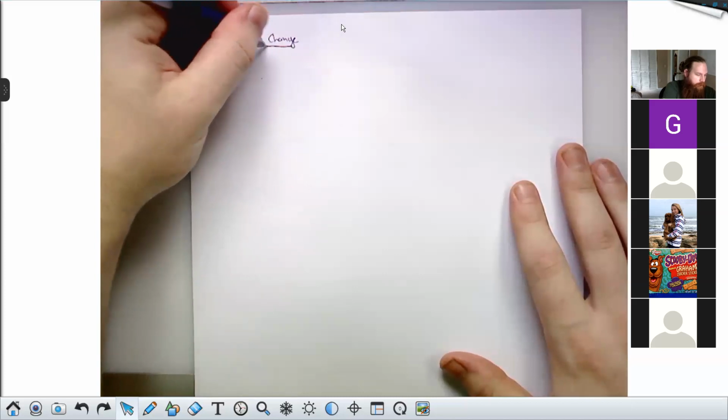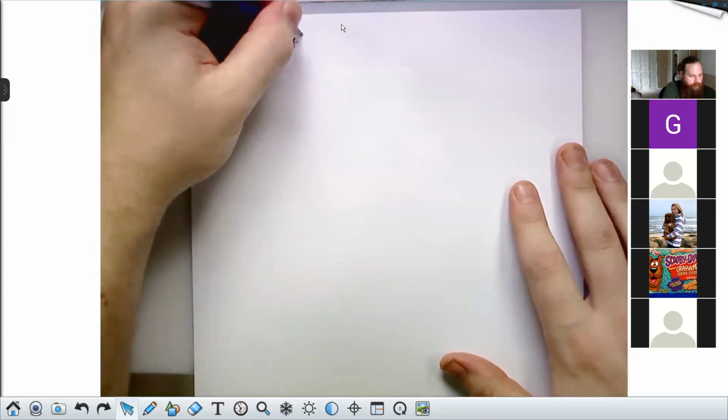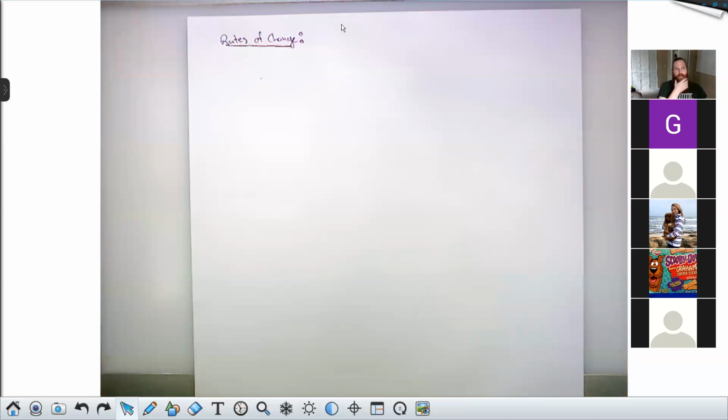Now, rates of change are of huge importance in calculus. So it's one of the concepts that we really need to get to a place where we're comfy with here in pre-calc.